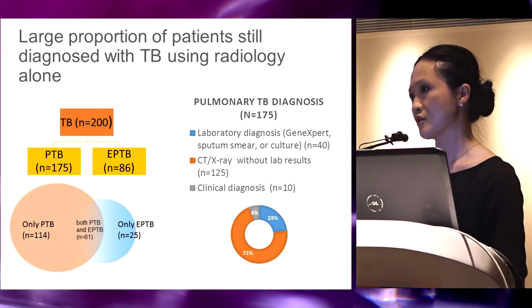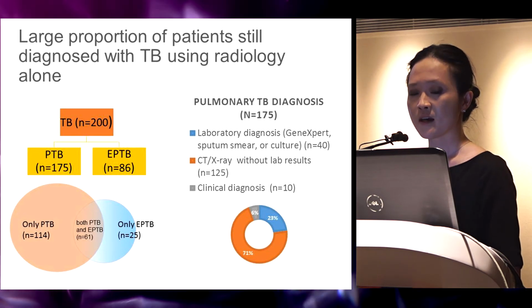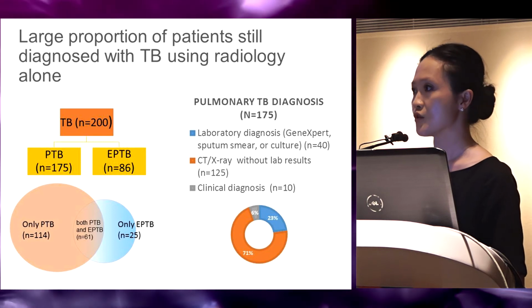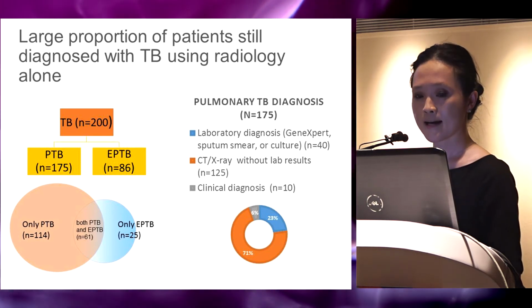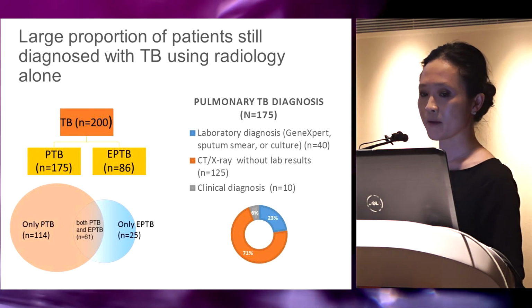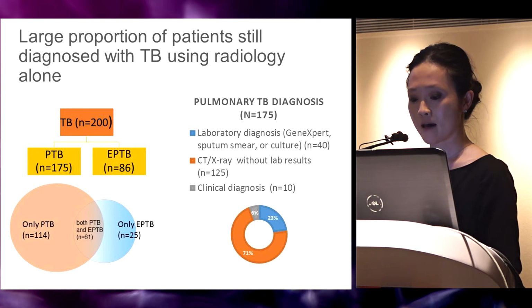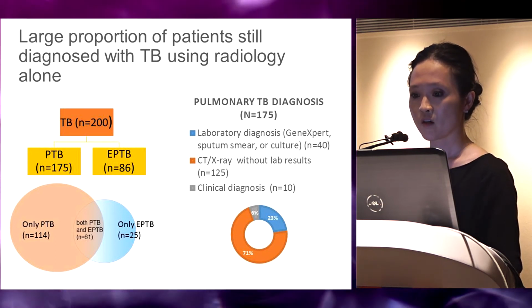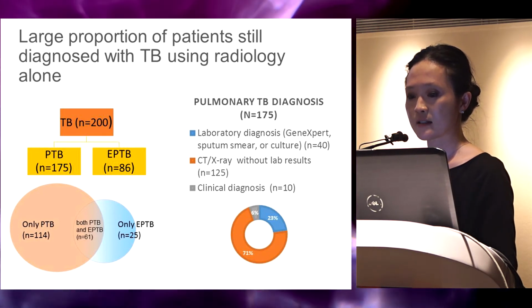This was something that we did over a period of 6 months over the past funding year. There's a large proportion of patients who are still diagnosed with TB using radiology alone in the HIV population. So among the 200 patients diagnosed with TB, 175 of them had pulmonary TB or both pulmonary and extrapulmonary. So here you can look at the split of these 175 patients.